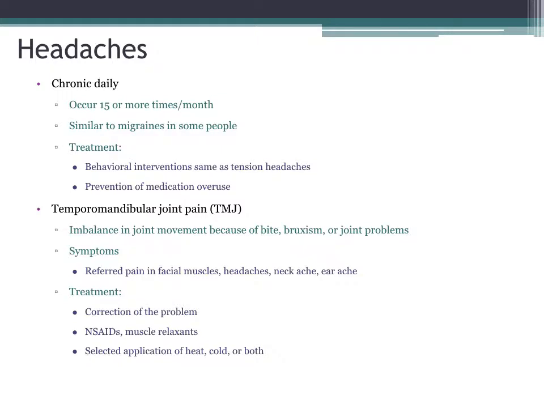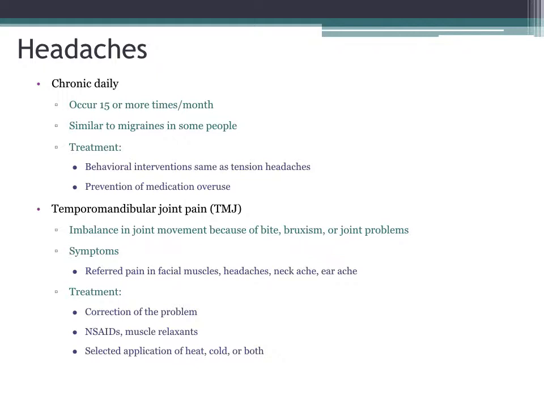Chronic daily headaches occur 15 or more times per month. They're similar to migraine in some people. The treatment is the same as the behavioral interventions for tension headaches and prevention of medication overuse, because one of the theories with them is that people are using medications to relieve headaches or are taking medications that could possibly cause the headaches too much, and that if you decrease this medication use, then the medications that should take care of the headaches will be able to take care of them.